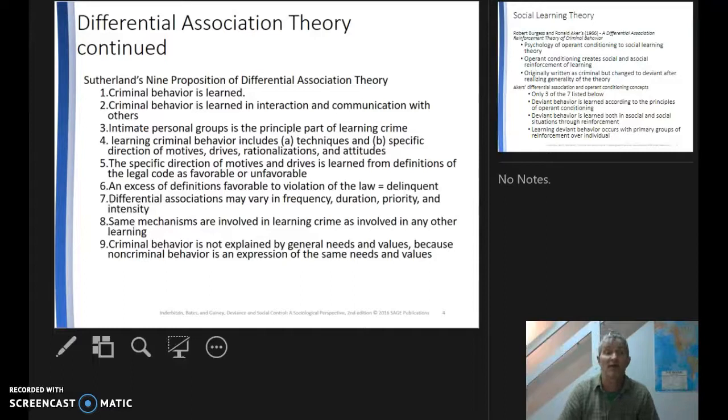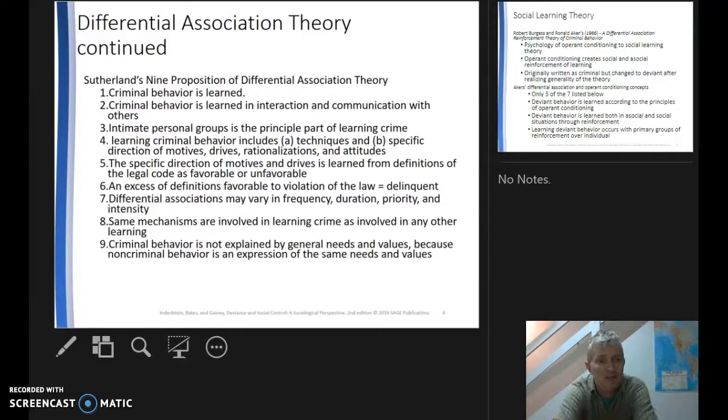Differential associations may vary in frequency, duration, priority, and intensity. So the idea that once you're a criminal, you will always be a criminal is certainly questionable under Sutherland, and he believed that if you started associating with different people and you began to get favorable reactions in reference to not being deviant, you could learn to be not deviant as well.